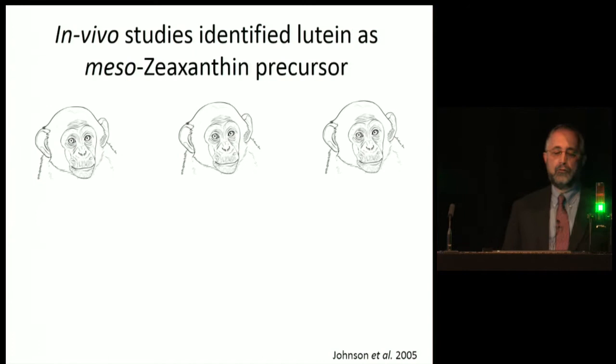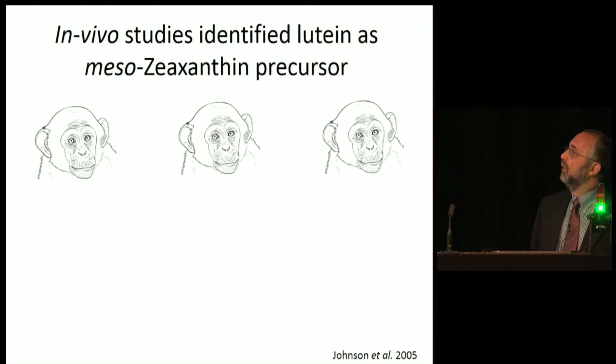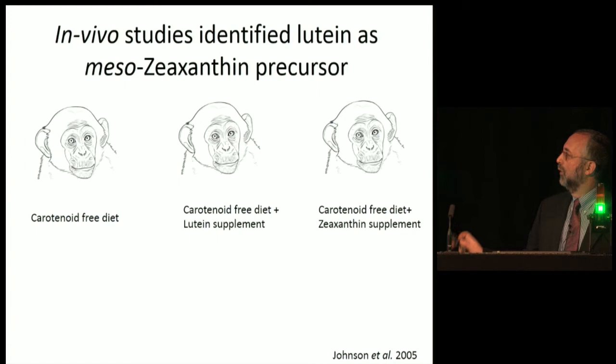In some classic experiments done by Liz Johnson and colleagues, we know that if you take monkeys who are deficient in carotenoids and feed them different carotenoids, we were able to identify that lutein was the likely precursor for meso-zeaxanthin. In this experiment, we had either monkeys on carotenoid-free diets and not given any other supplements, or on the carotenoid-free diet plus a very highly purified lutein supplement that didn't have any zeaxanthin or meso-zeaxanthin in it, or given a carotenoid-free diet with a very highly purified zeaxanthin supplement. They unfortunately did not do a meso-zeaxanthin arm. I don't think they had enough carotenoid.